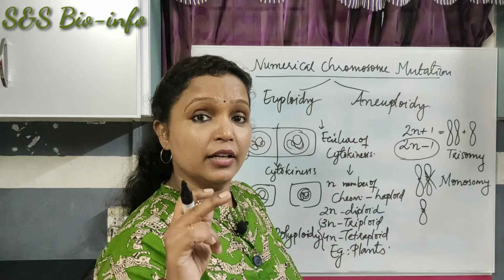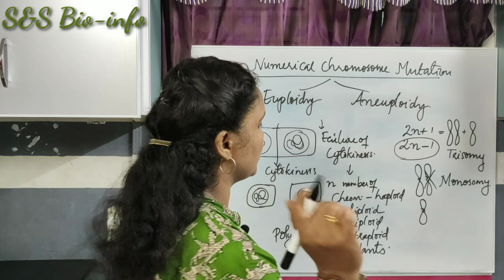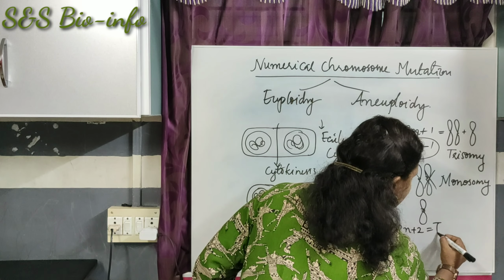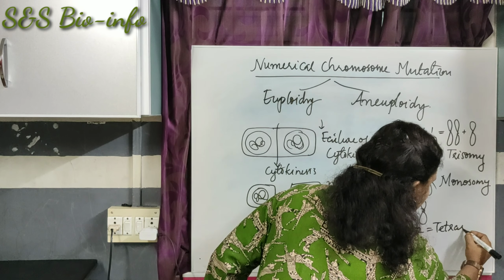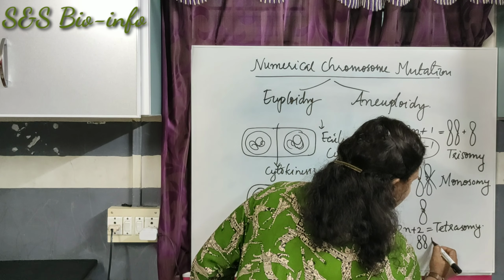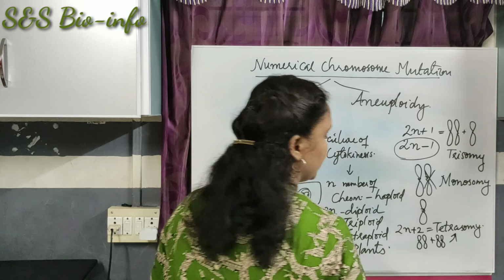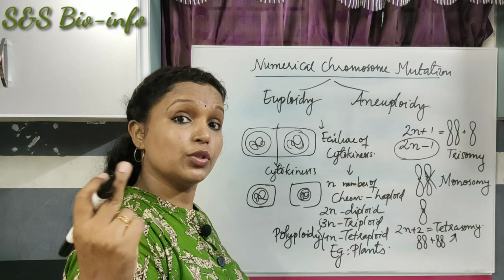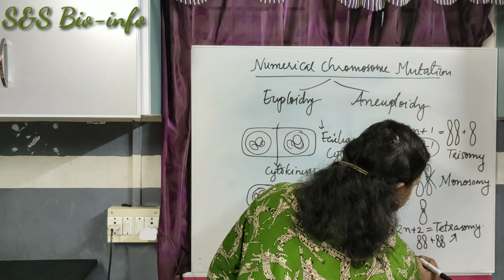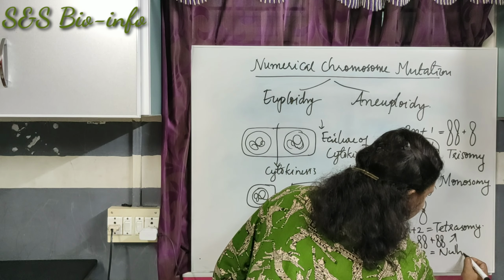The next one: when two chromosomes are added to the 2n set of chromosomes, 2n plus 2 is equal to tetrasomy. One pair plus again 2, so that is tetrasomy. 2n minus 2 is equal to nullisomy.